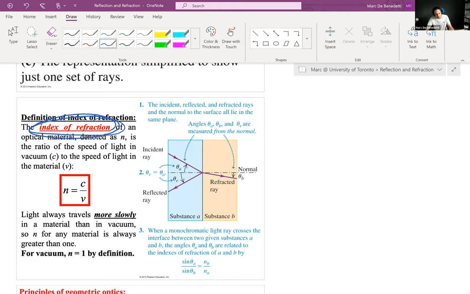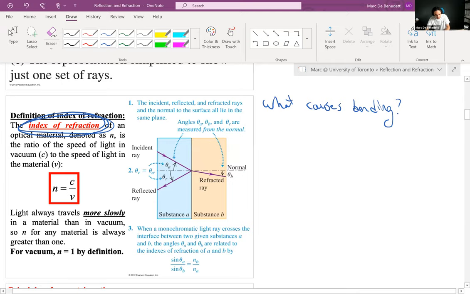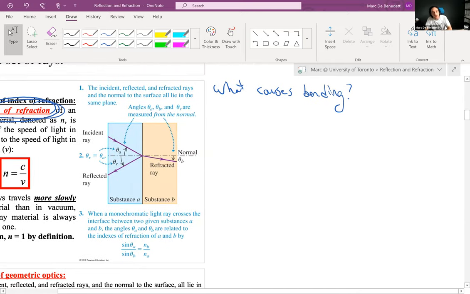Now, how is this index of refraction defined? Well, first we have to fully appreciate what causes the bending. So picture this. Let me, on the side here, say what causes the bending? Because in order to come up with a formula to characterize bending, we have to first appreciate the source of the bending, what fundamentally is causing the bending. So here, I want you to picture something.